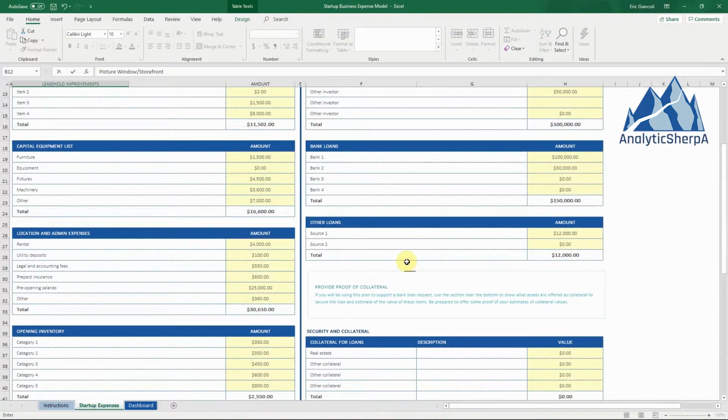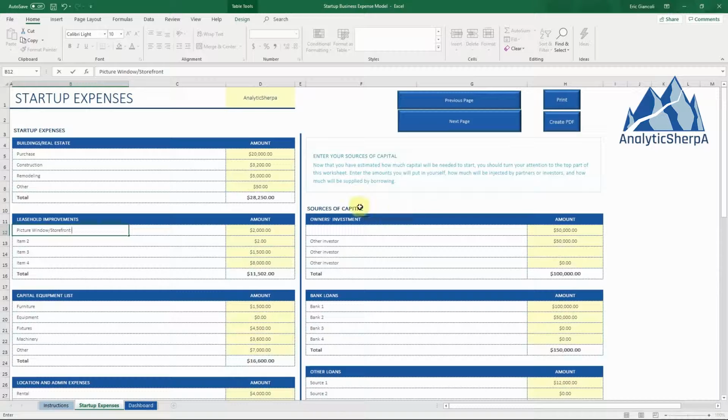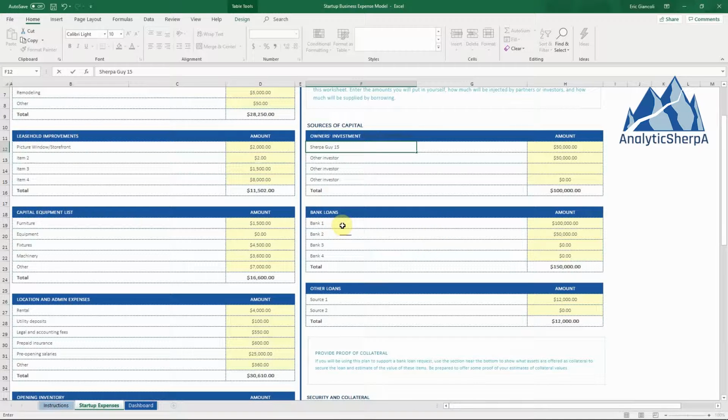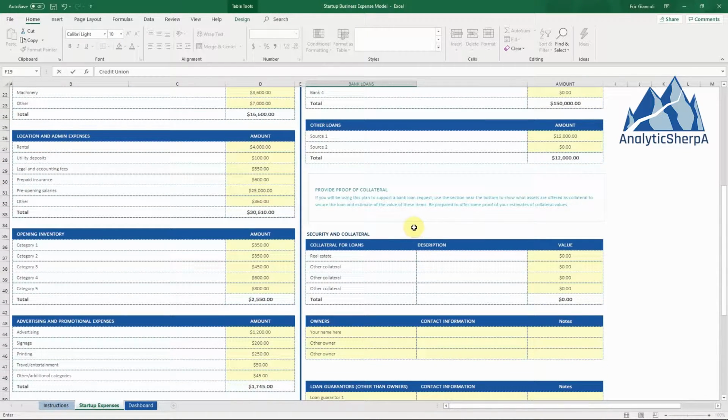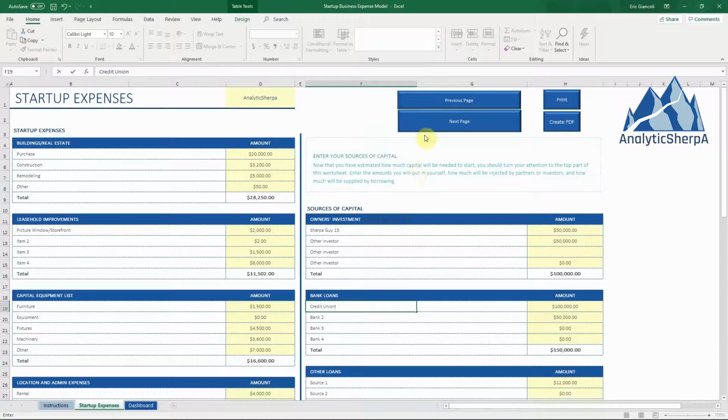Now we go over here, and on the right side, we have our owner's investments. So right here, I'm going to put Sherpa Guy, and we have our bank loans listed here. One bank loan from a credit union. And then here we have your proof of collateral. And you'll be using this to support any kind of loan requests that you have. And we always suggest that you use the buttons we put into the spreadsheet for you, especially if you're going to print or create a PDF when you want to attach this to your business plan. That'll make it much easier for you.